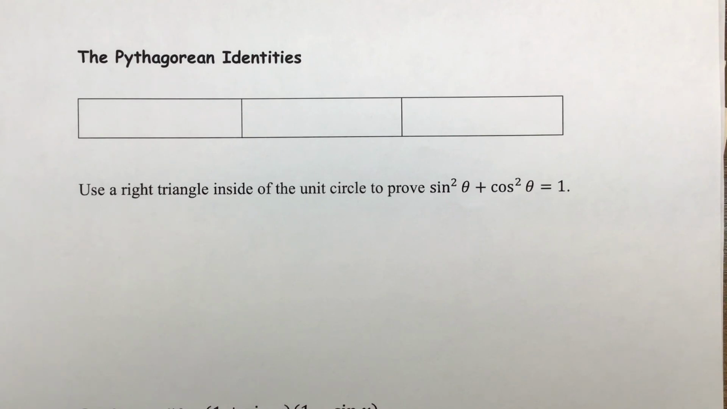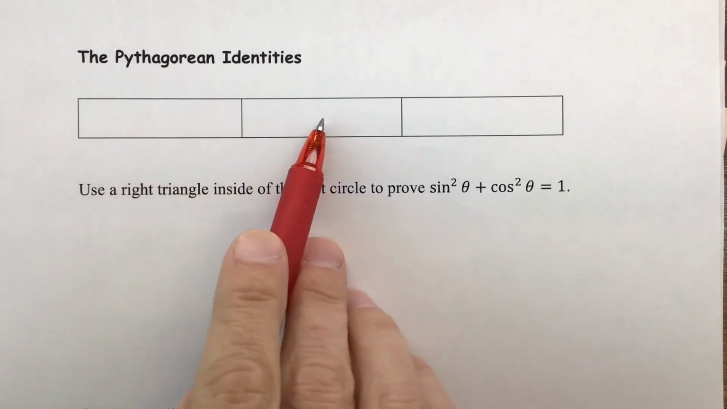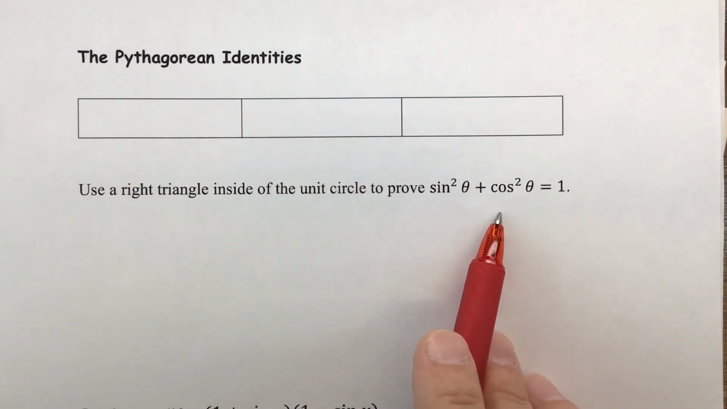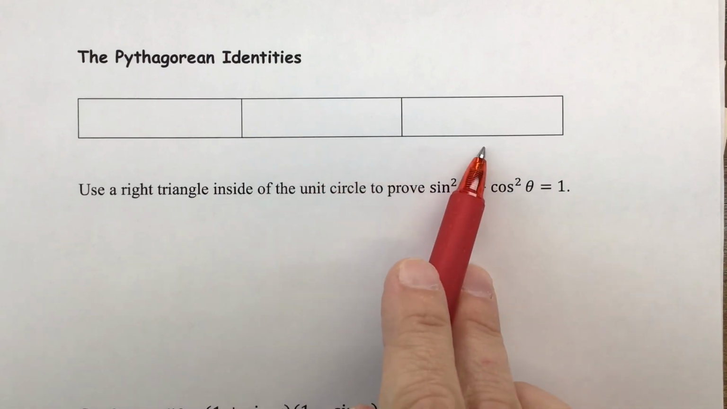All right, next what I'm going to do is give you a list of the Pythagorean identities. We have 3 of them, 1, 2, 3. The first, which is this, we're actually going to prove in a moment. The other 2, we're just going to record them down.